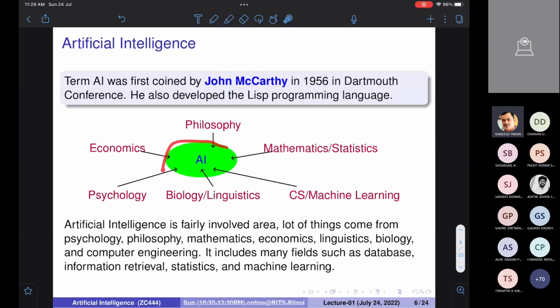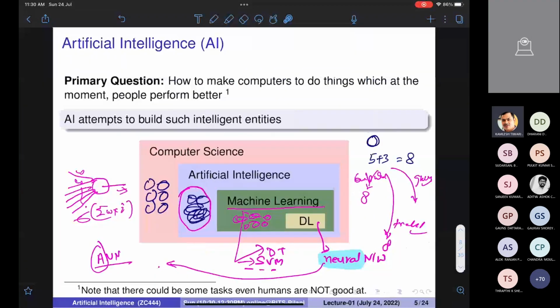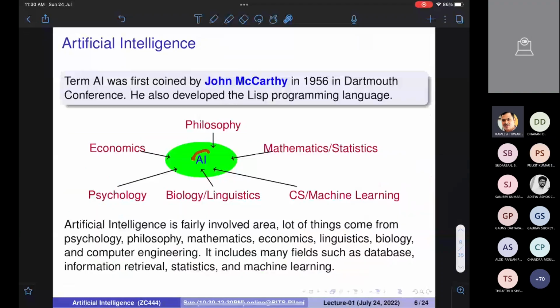To make AI happen, please focus everybody. This is a very interesting slide. Okay, I'm going to tell something very interesting. To do artificial intelligence, you need ML also. Whatever technique I am going to utilize over here is actually coming from philosophy. Nobody is going to tell you this statement. Everything is coming from philosophy. Do you know what philosophy is?